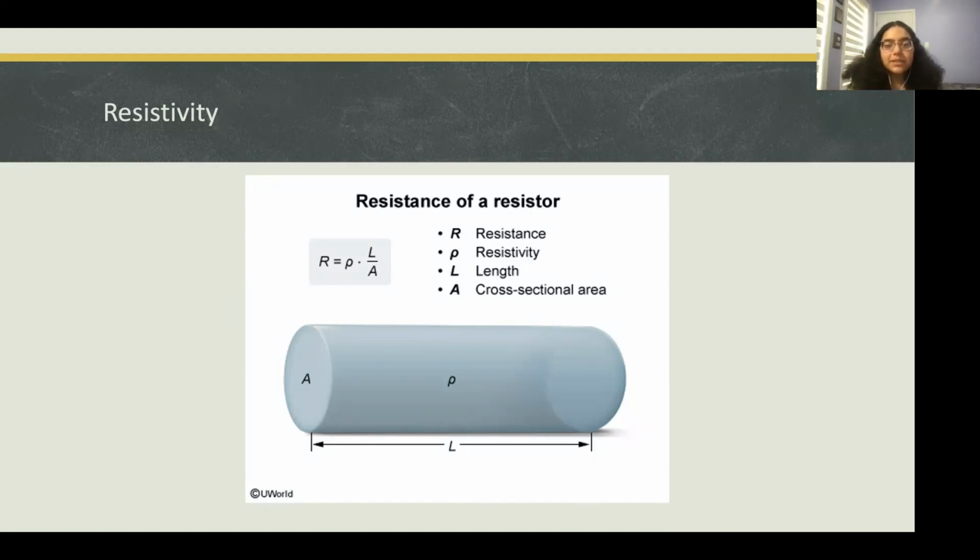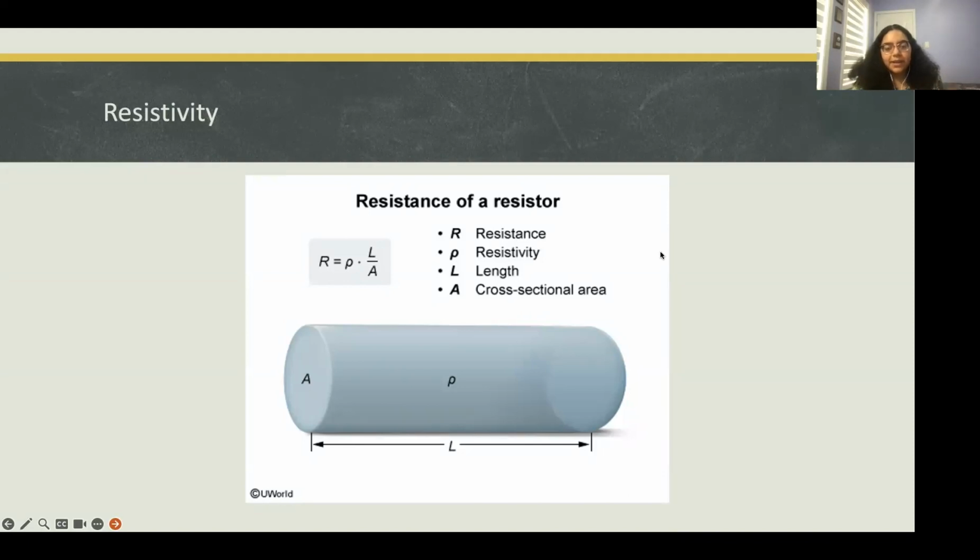Resistivity and length will increase your resistance, whereas a higher area actually decreases it, so that's why it's in the denominator. You can also think of that intuitively. Resistivity is just inherent to the material. You can think of it kind of like the coefficient of friction or whatever. It's just something you multiply there.